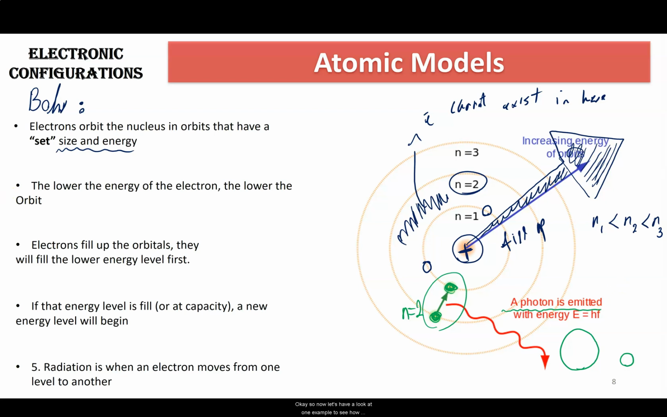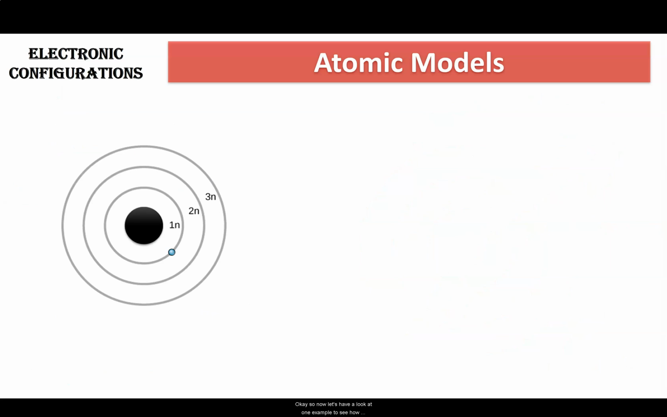All right, okay, so now let's have a look at one example to see how we can actually fill up these orbitals in Bohr's atomic model. So let's say we're working with sodium. Now for sodium, which is a metal, it has 11 protons. It has 11 protons. Obviously, it will also have 11 neutrons, but it also has, oops, let me erase this.